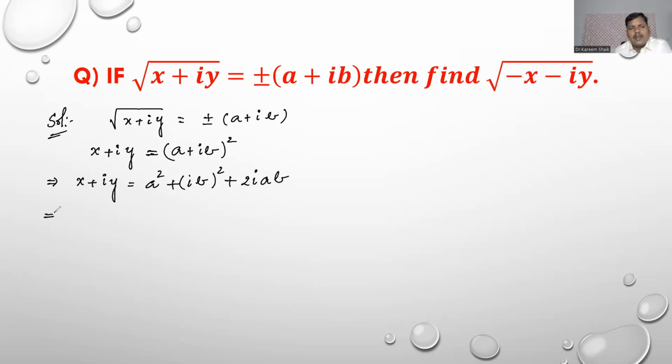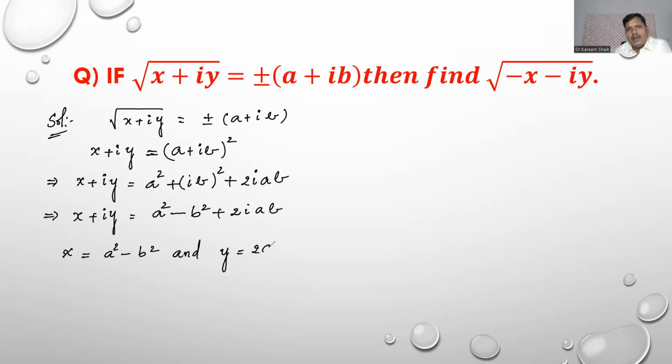Now observe, x plus iota y equals a square. Iota square is nothing but negative 1, so negative b square plus 2 iota ab. Now compare the real parts as well as the imaginary parts on both sides. So you will get x equals a square minus b square and y equals 2ab.